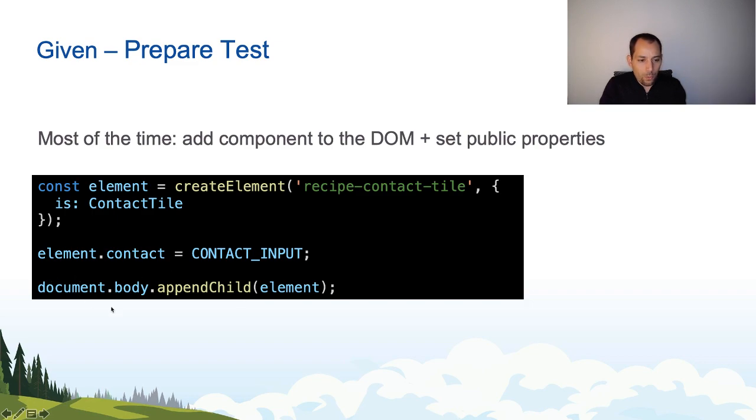Now remember, we're not testing in a browser, but we're using JS DOM to simulate our DOM or simulate our web page. So in memory, we are adding our element to the virtual DOM. Later on, we'll be able to inspect that DOM to see if it has the right shape that we expect. So this is the first phase, given. Here we prepare our component, we add it, and we set some public properties.